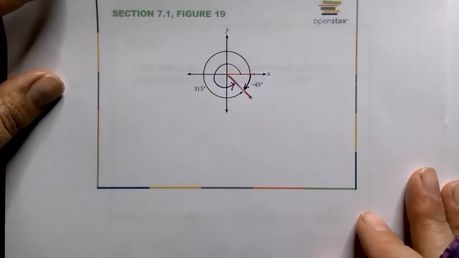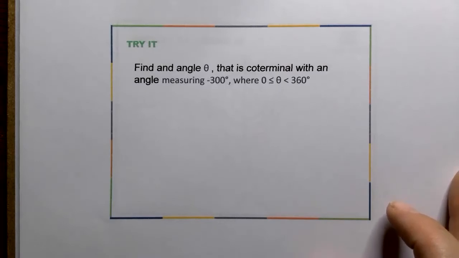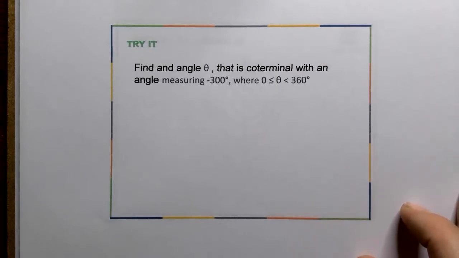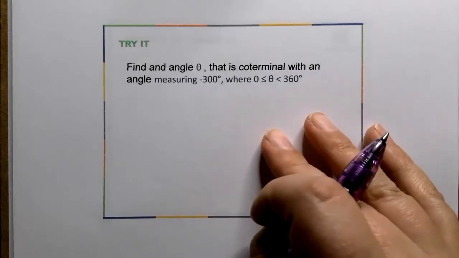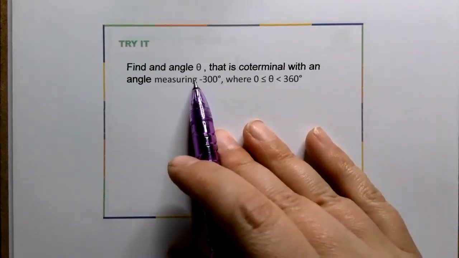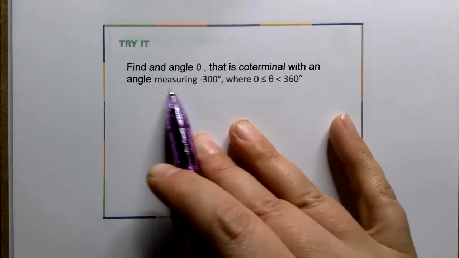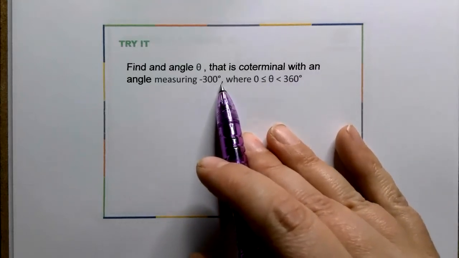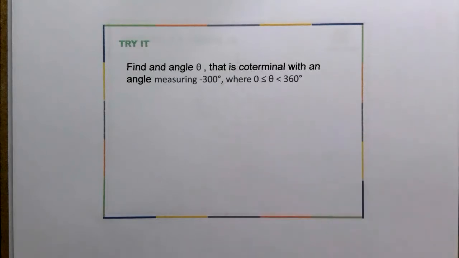Now, the last question that we want to answer is, how do we do that with radians? How do we calculate coterminal angles with radians? But before we do that, I want you to attempt this problem. It says find an angle theta that is coterminal with an angle measuring negative 300 degrees. And again, your theta is between 0 and 360. So go ahead and try it, and let me know how you did in class.